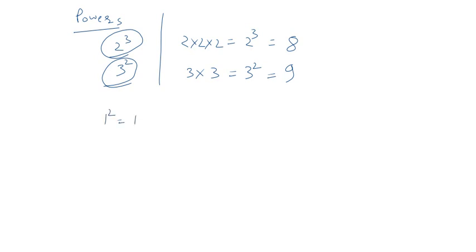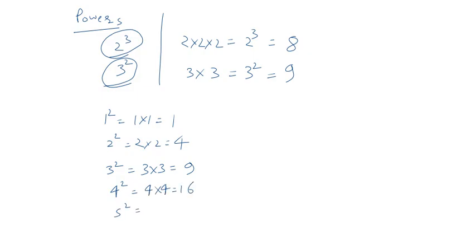1 square is 1. 2 square is 4. 3 square is 3 into 3, 9. 4 square, 16. 5 square, 25. Any number squared is that number multiplied by itself.